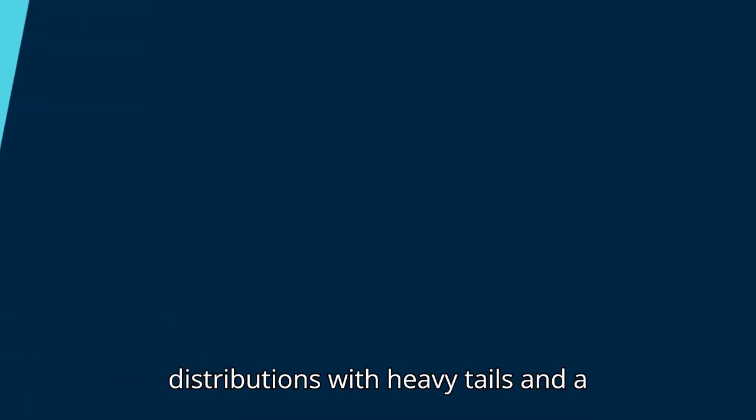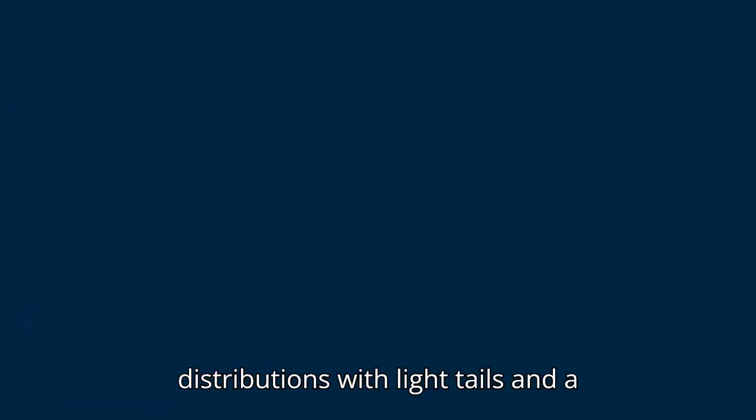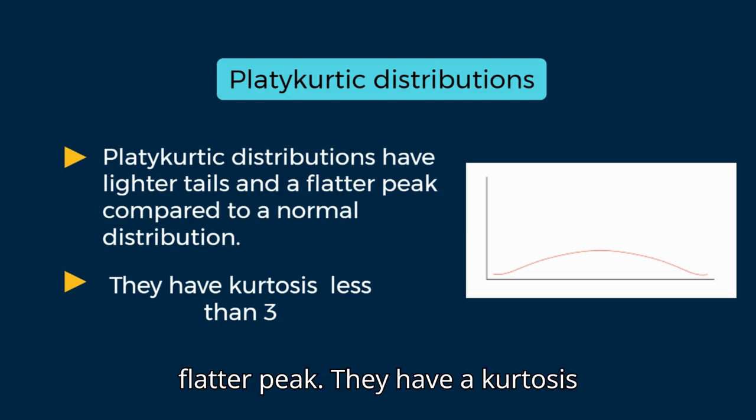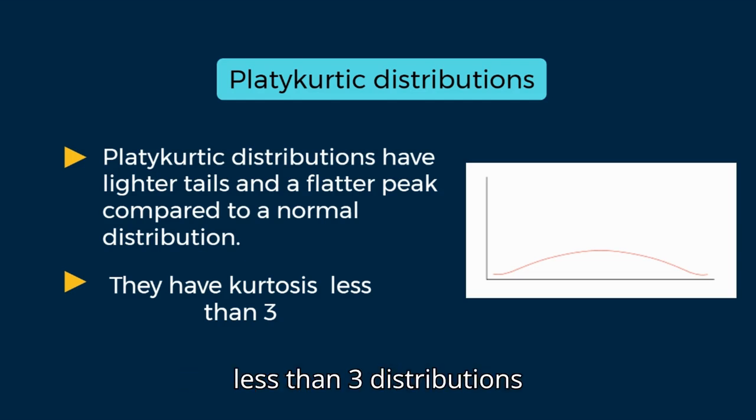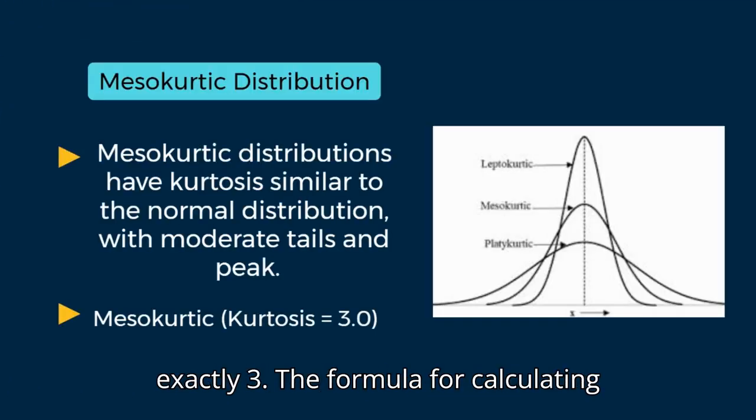Leptokurtic distributions have heavy tails and a sharp peak. They have a kurtosis greater than 3. Platykurtic distributions have light tails and a flatter peak. They have a kurtosis less than 3. Mesokurtic distributions are similar to the normal distribution. They have a kurtosis of exactly 3.